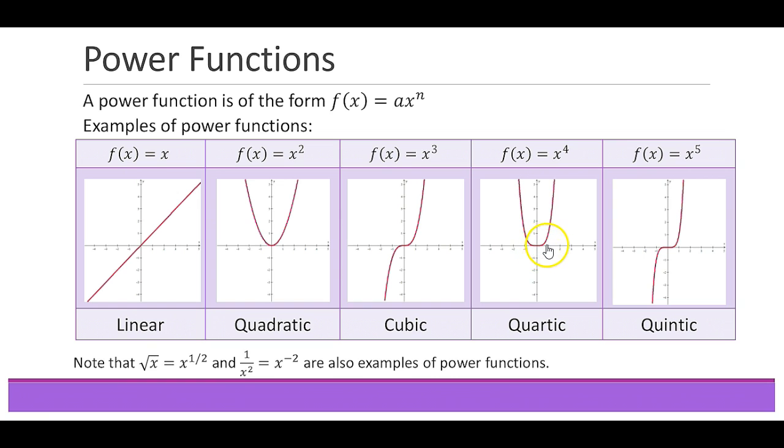So notice it also passes through the points (1, 1) and (negative 1, 1), because if we plug in 1, 1 to the fourth is 1, and negative 1 to the fourth is 1, just like x squared passes through (1, 1) and (negative 1, 1).